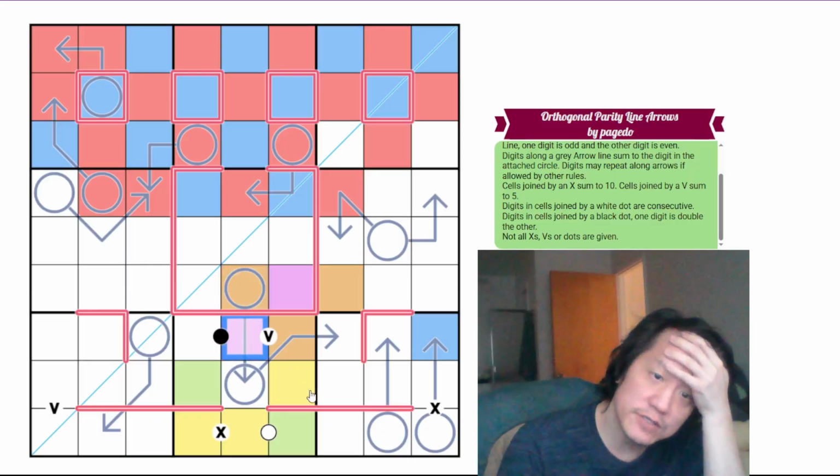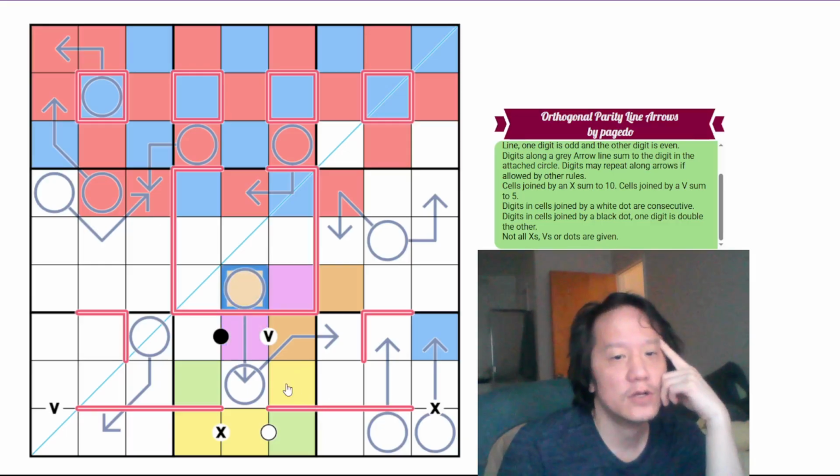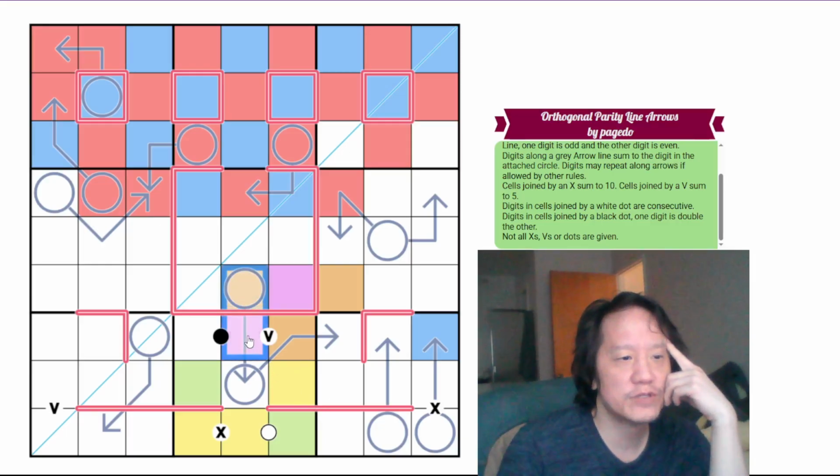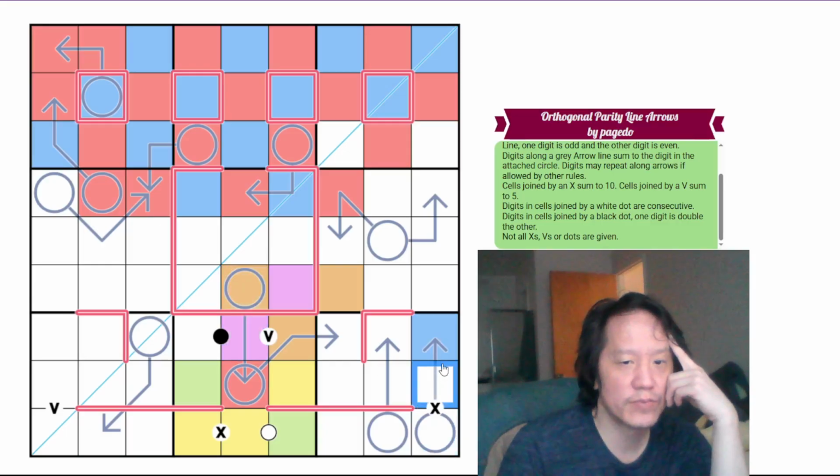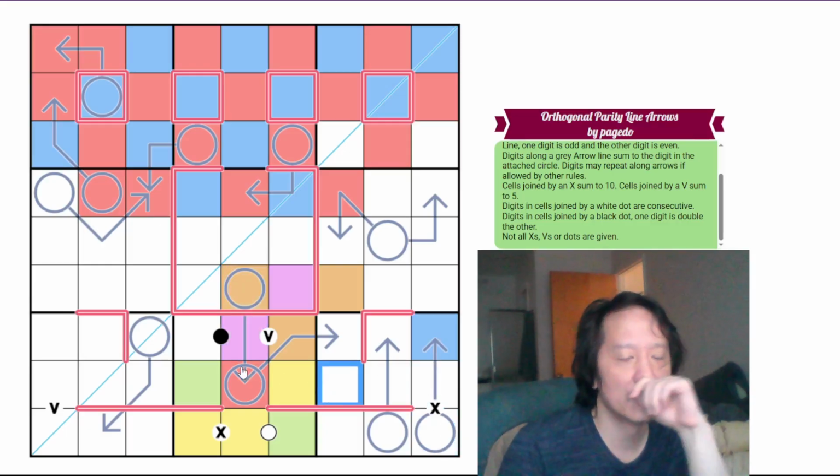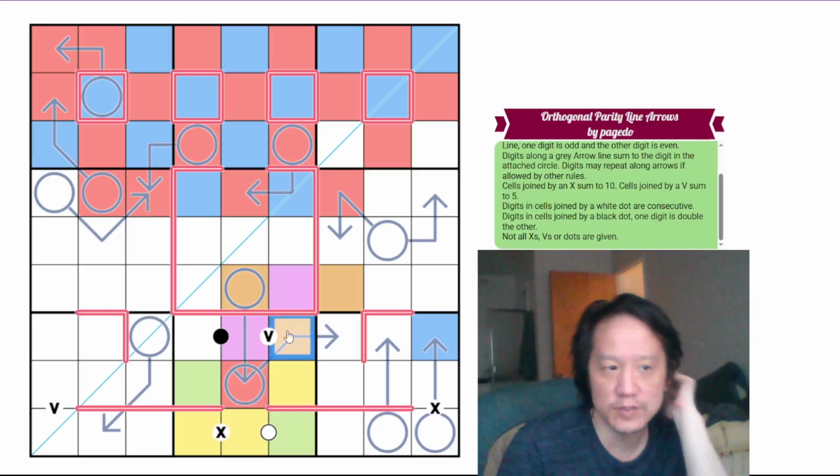So this is the opposite parity of this one. And it must be the sum of these, so this must be odd, right? If this is not odd, this would be even. These would have to be the same parity, right? So that's part of it. We don't know which one these are. This, actually, we do know.